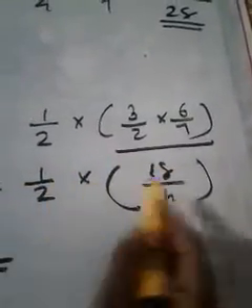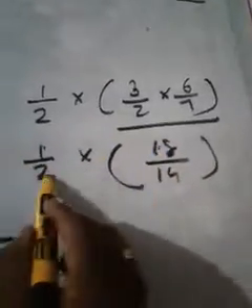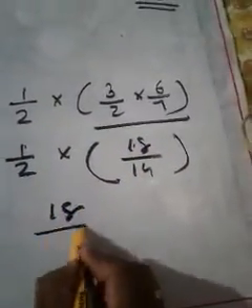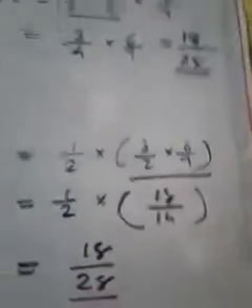So now it is, see, again multiplication. How to multiply two fractions? Multiply the numerator, multiply the denominator. It becomes 18 by 28. Now you just see the result, both are same.